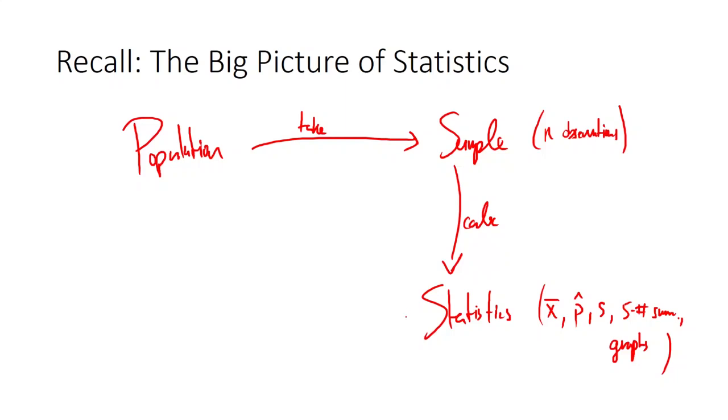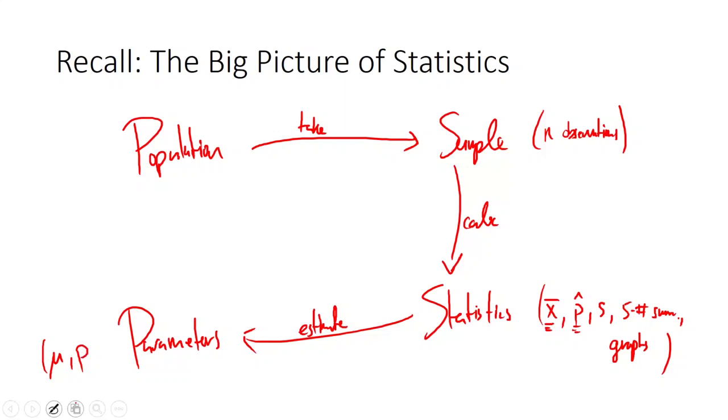Well, ultimately, what we're really interested in is the inferential step. We'd like to take that information from our sample and use it to make estimations about the parameters, because you can calculate the sample mean, but what you're really probably interested in is the true mean. Or you can calculate a sample proportion, but you're really probably interested in an actual proportion. And the reason why is because those are the things that describe the population.